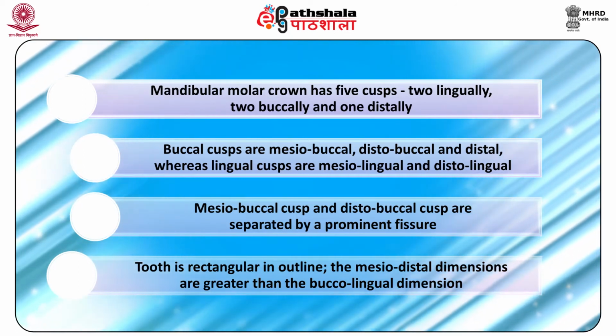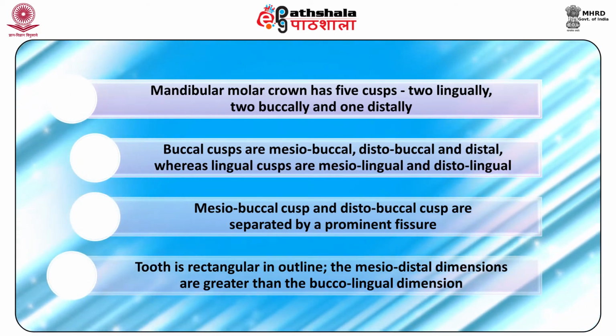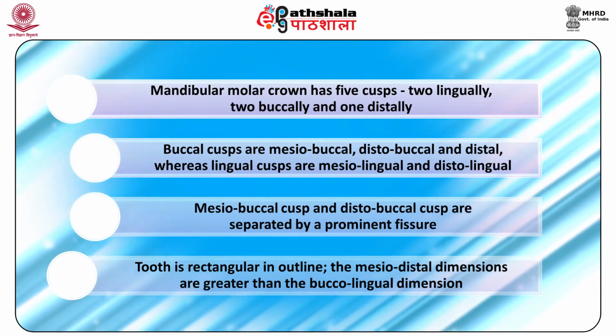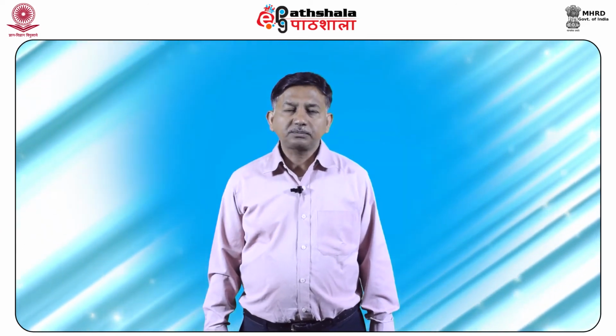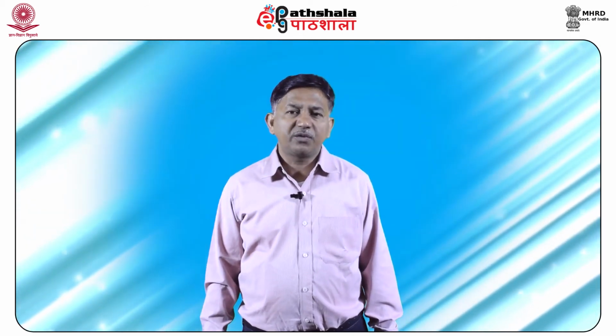The tooth is rectangular in outline. The mesiodistal dimensions are greater than the buccolingual dimensions. The tooth has two roots, mesial and distal. The measurement of the crown mesiodistally is greater by about 1 mm than the dimensions buccolingually. Two developmental grooves appear on the crown portion. These furrows are known as the mesiobuccal developmental groove and the distobuccal developmental groove.